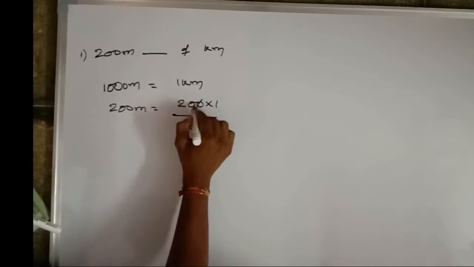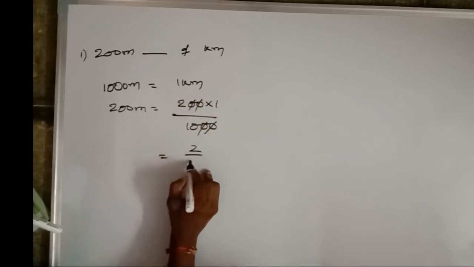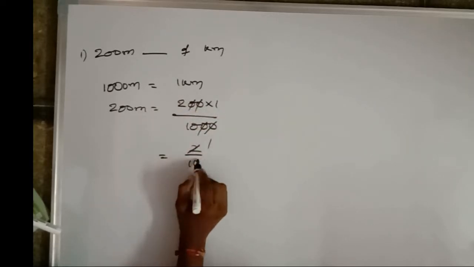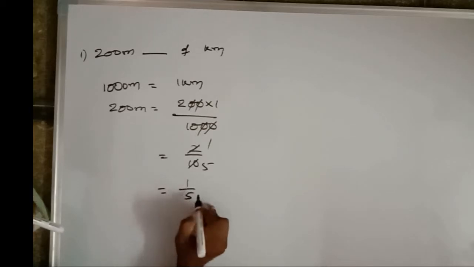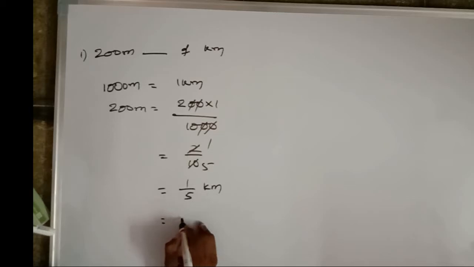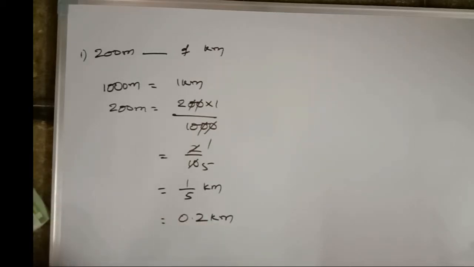So 2 zeros, 2 zeros cancel. That is equal to 2 by 10, 2 ones are 2, 2 fives are 10. That is 1 by 5 kilometers, or you convert it into decimals, that is 0.2 kilometers. So 200 meters is equal to 0.2 kilometers.